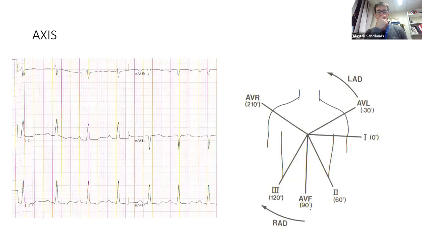And have a look at this one, please. Okay, so no prizes for guessing. Yep, lead three is the most positive lead, and AVL and lead one are negative. So this is right axis deviation. Lead three is the most positive, the wave of depolarization comes towards lead three. And yes, AVL and lead one are negative, which is the way of checking that we've got depolarization going away from those leads. Okay, so that was right axis deviation. Any questions about that?